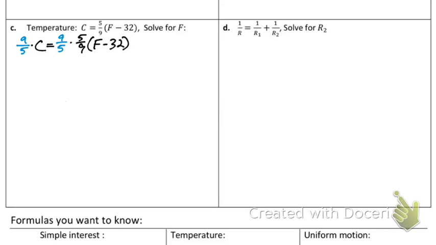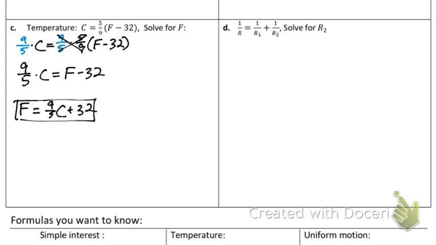Well, on the left-hand side, I'm still stuck with 9 over 5 times C. 9 over 5 times 5 over 9, that just equals 1. And that's going to give me F minus 32 on that side. Now all I have to do is add 32 to both sides, and we're going to have Fahrenheit equals 9 divided by 5 times our Celsius plus 32, and that is solved.